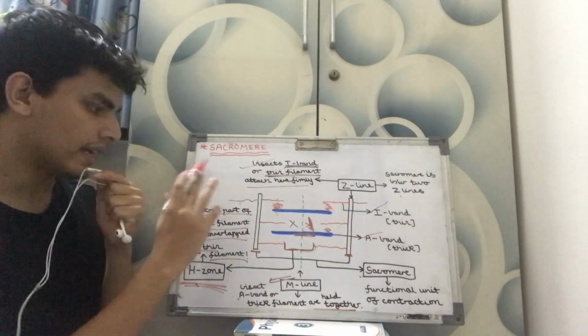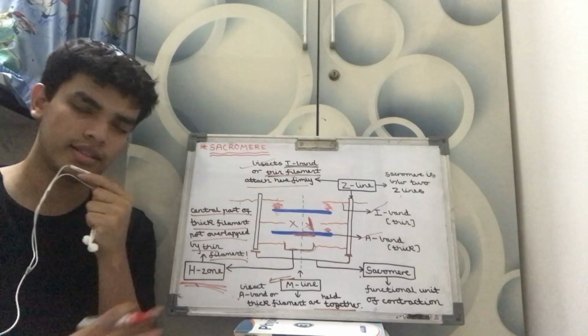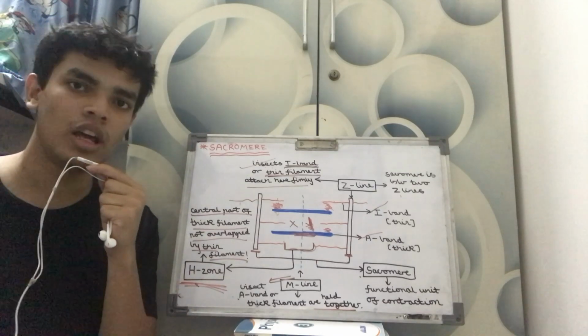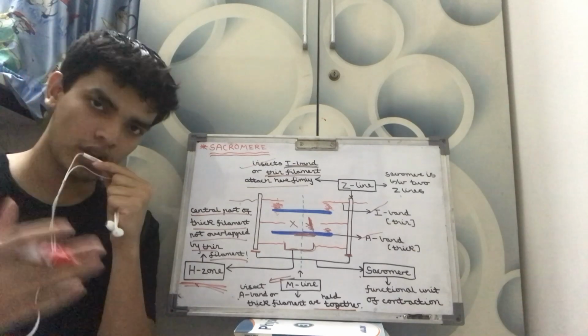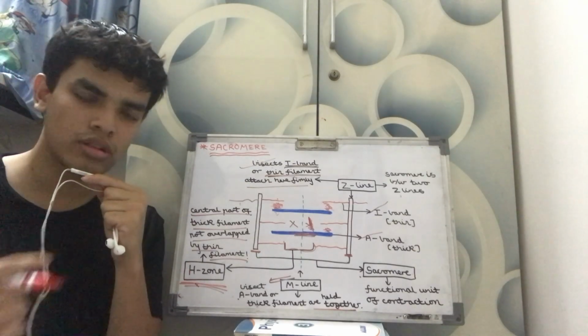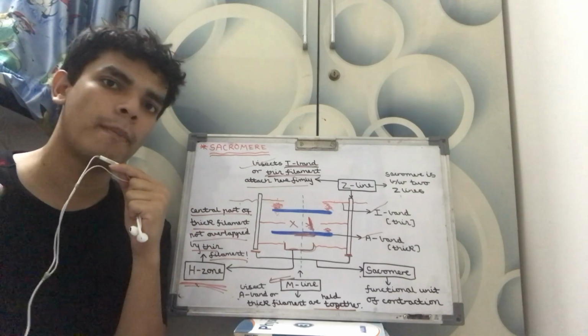Okay, so I guess I've covered everything. I hope you understand this diagram of the sarcomere. Now further we will go into detail of actin and myosin. They have further structures, and after we do those two structures, we will start with the mechanism.